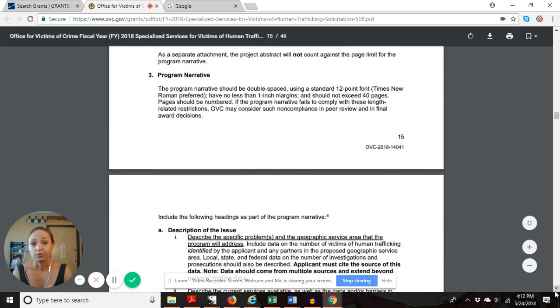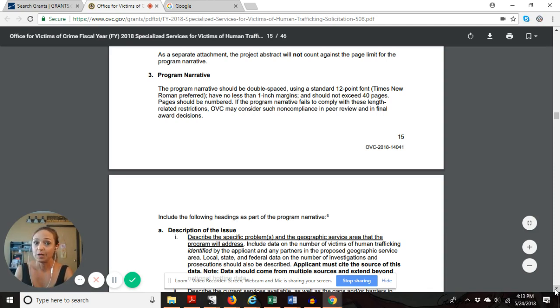Now your program narrative. So that's your program abstract. That's the one single space, and it doesn't count towards the word count; there's 400 words or less. It doesn't count towards the page limitations of the entire application, they're saying. But your program narrative does. And they're saying it needs to be double spaced, right?